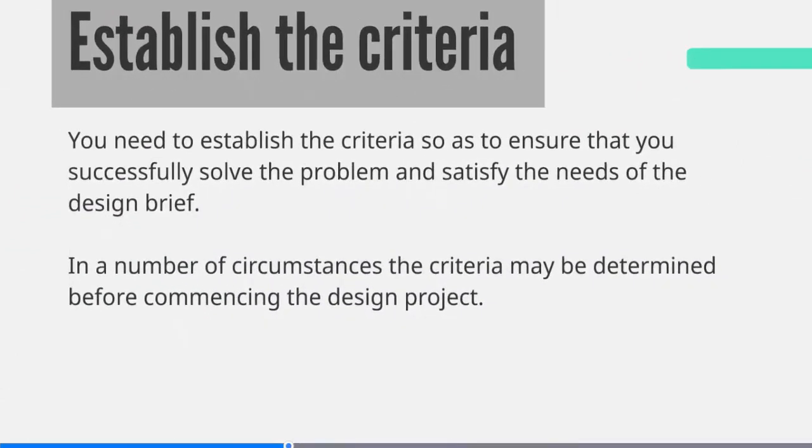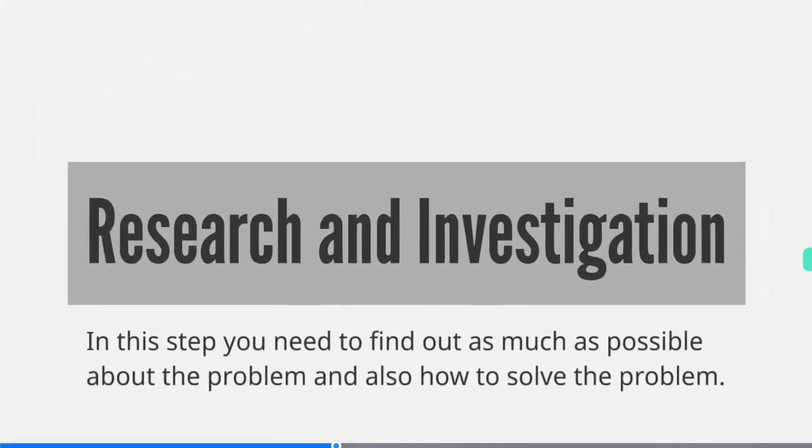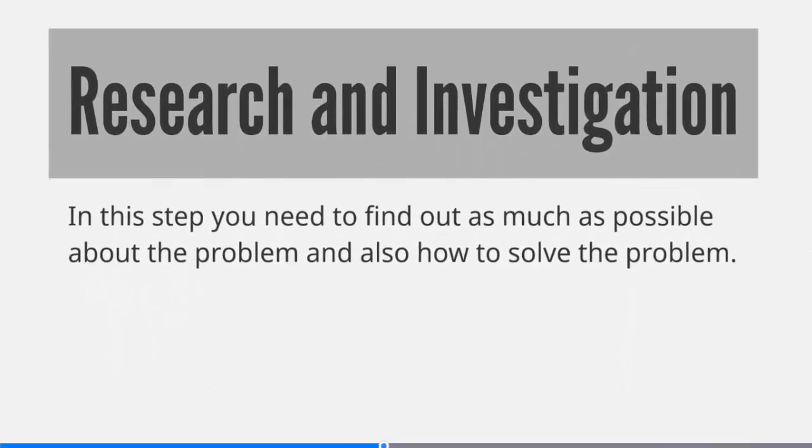Now, the criteria are just the things that the project must have to satisfy the needs of the design brief. We then move to research and investigation. And in this step, you need to find out as much information as you can about the problem and also how to solve the problem. This will include going to the internet, looking for past designs, getting inspiration from certain other products that already exist.